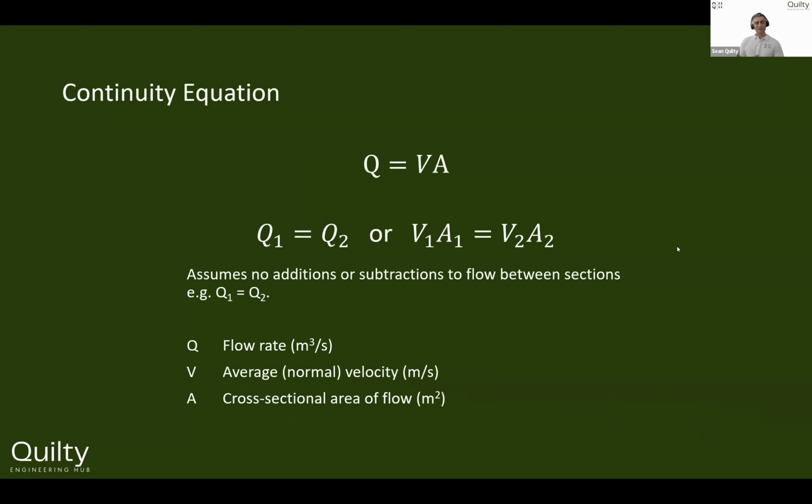Okay, so Manning's equation will work out the velocity. We still need to find the flow rate. So we've got the velocity, we know it's flowing at 1.5 meters a second, but what's that in liters per second or cubic meters per second? So that's where we use a continuity equation. So our flow rate is equal to our velocity times our cross-sectional area of the flow. So using that, we can then very quickly calculate our flow rate.